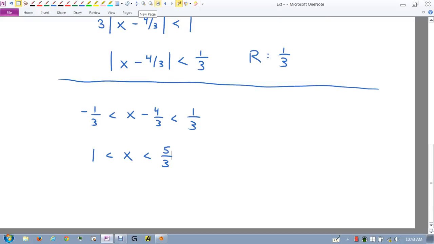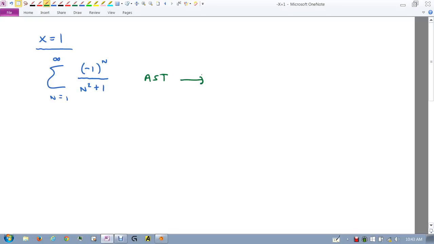Can I move on? At x equals 1, the original series becomes... plug a 1 into the original series, and what do you get on top there? (-1)^n. On the bottom, n squared plus 1. And to save us time, I'm not going to go through it. On a test you would have to show the alternating series test: you have to show it's a decreasing sequence, and you have to show the limit goes to 0. You could show that that works. It converges.